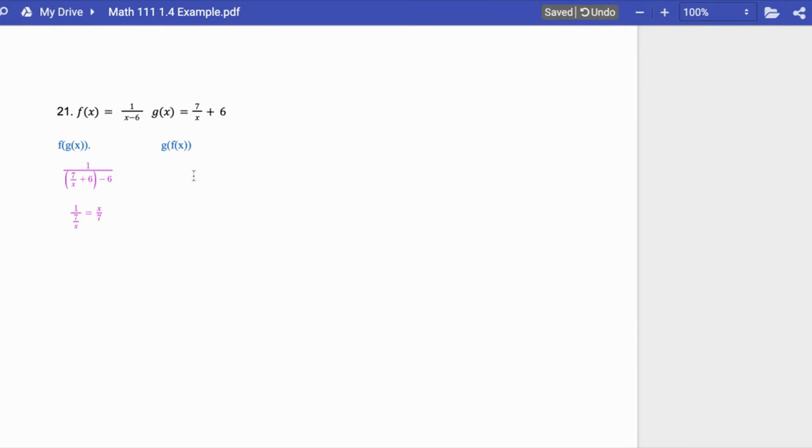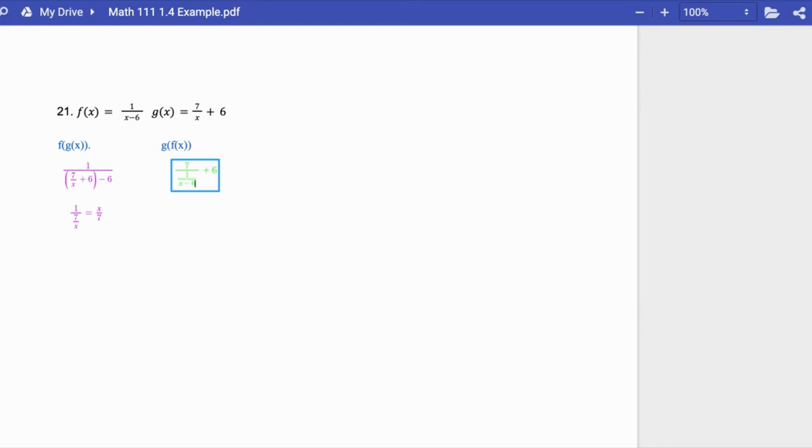Now we're going to do the same thing. We're going to do g of f of x. To find g of f of x, we're going to write the bones of our outside function again, which is, we'll do this one in green this time. The bones would be 7 over, blank, plus 6. So that's the function g of x. And now on the inside, I'm going to put the function f of x, so 1 over x minus 6.